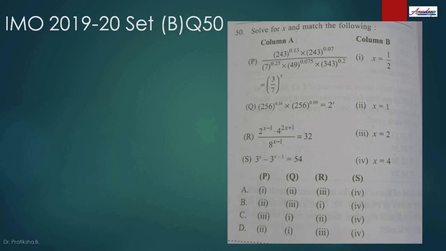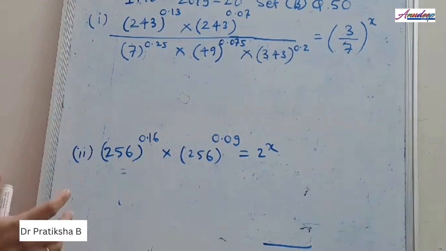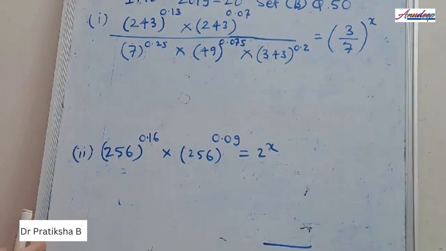On the screen, a question from IMO 2019-20, set B is given. We have two columns, column A and column B, where we have different expressions P, Q, R, S. We need to evaluate them so that we can match their answers in column B. Let us solve. Sub question here, what you see is the big numbers 243 raised to 0.13, 240 raised to.